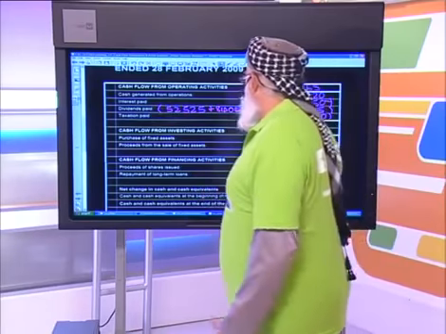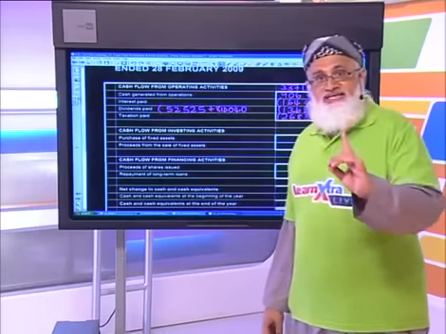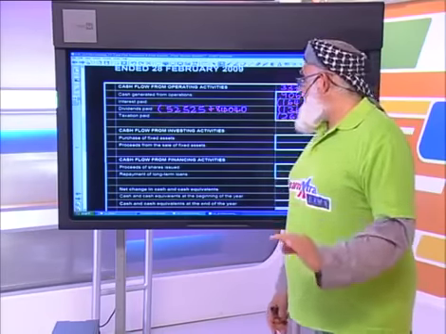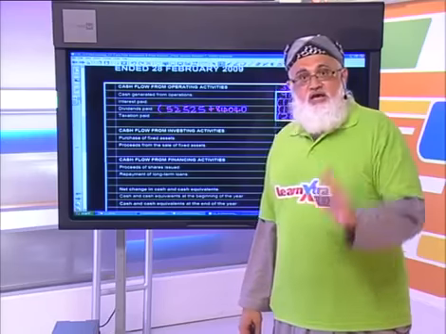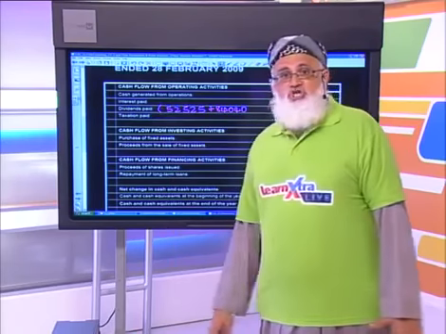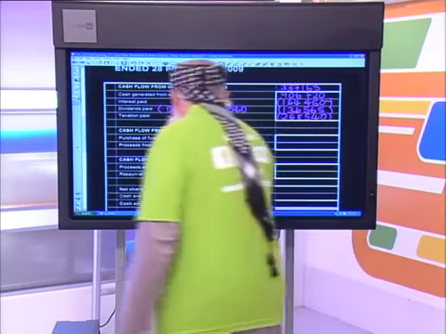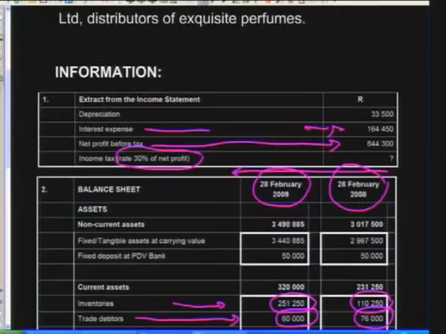Moving on with my cash flow, I now need to look at my cash effects of investing activities. Okay, guys, purchase of fixed assets. Let's look at the information. What am I given?